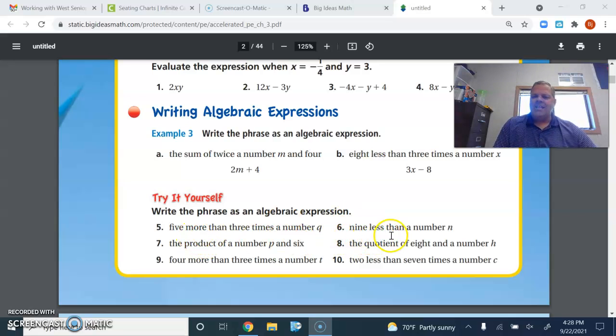Number 6, 9 less than a number n, n minus 9. Number 7, the product, which means multiplication, of a number p and 6. So we just got 6 times p, or 6p. Number 8, the quotient, which means division, of 8 and a number h. So we got 8 divided by h. Number 9, 4 more. So we're going to add 4 to 3 times a number t, 3t plus 4. And then finally, 2 less than a number 7 times c. So 2 less is minus 2. So we got 7c minus 2. And this will be part of the stuff that you'll be doing as well today.